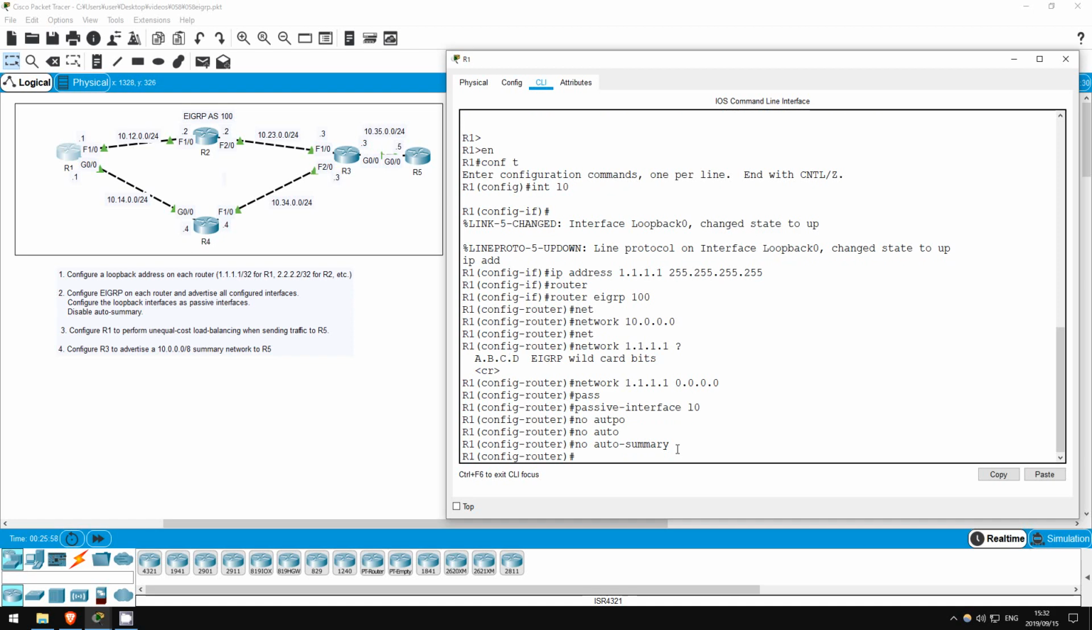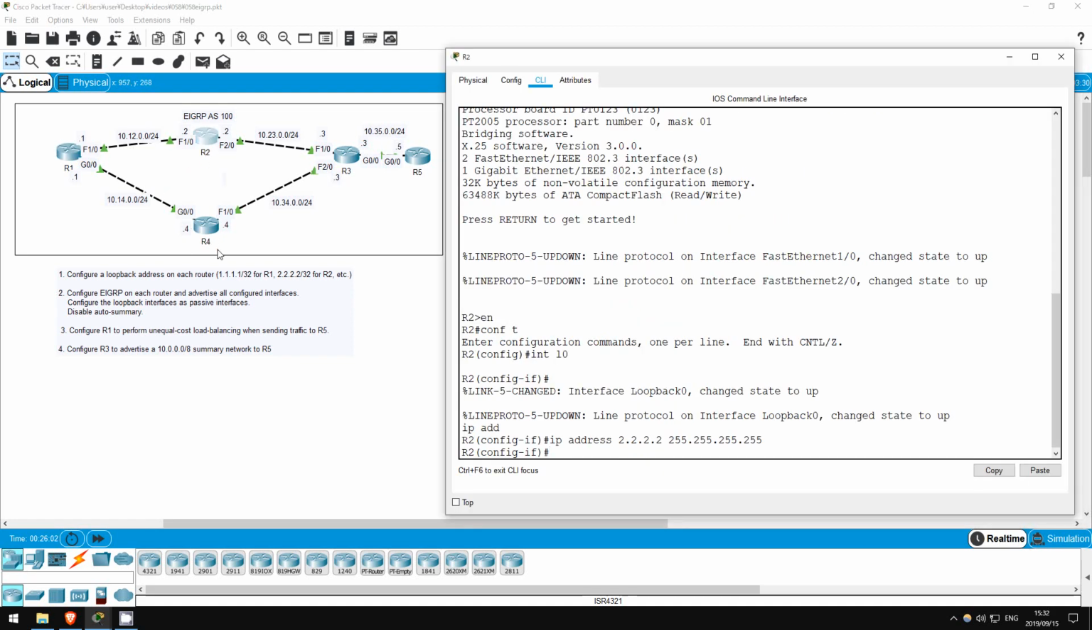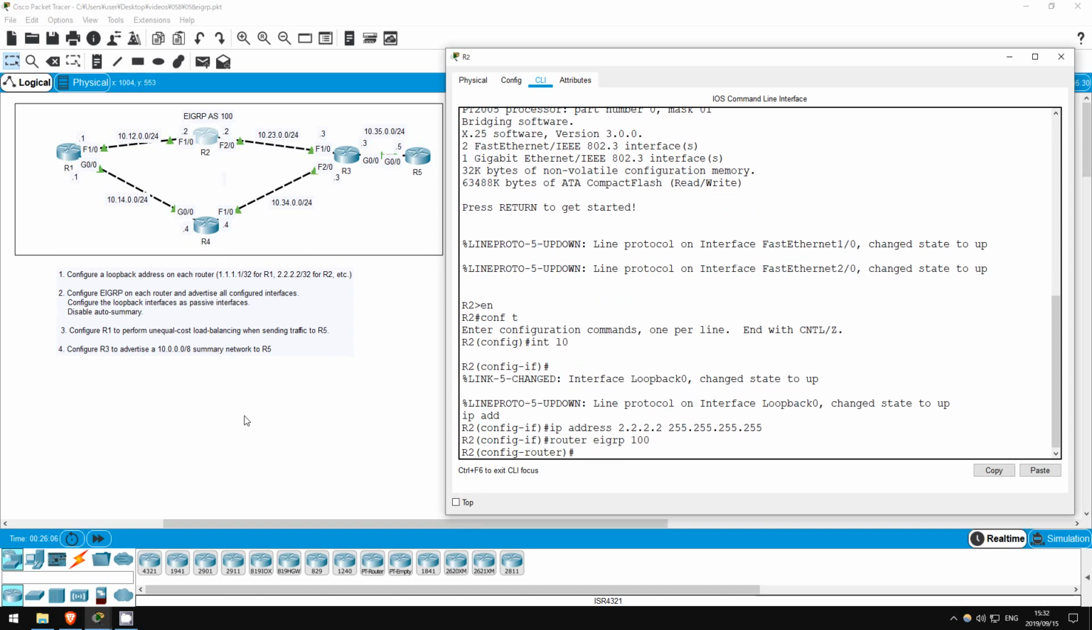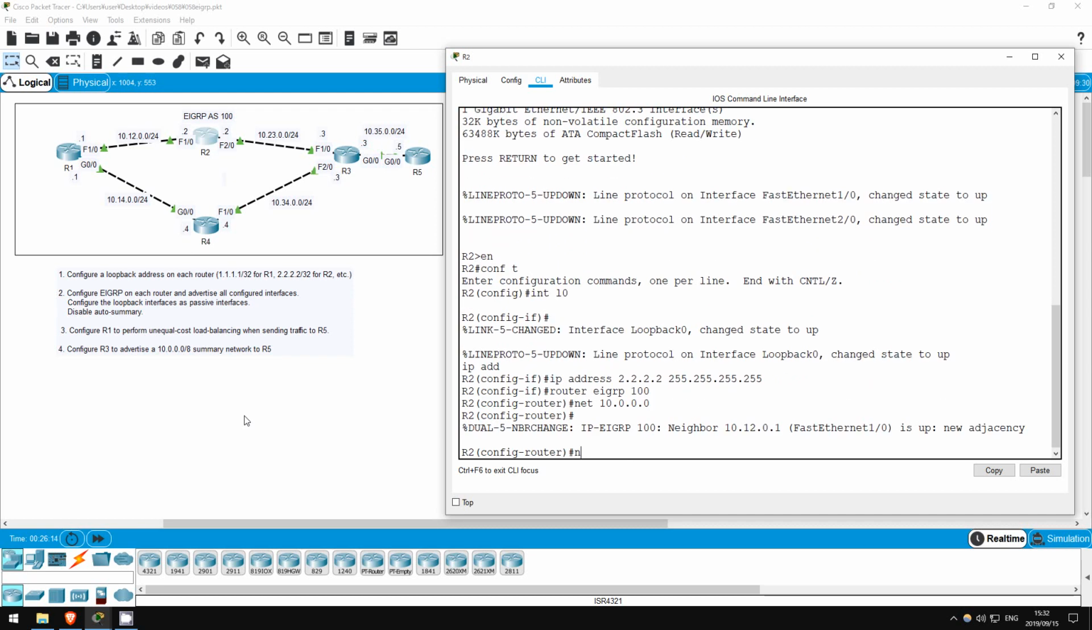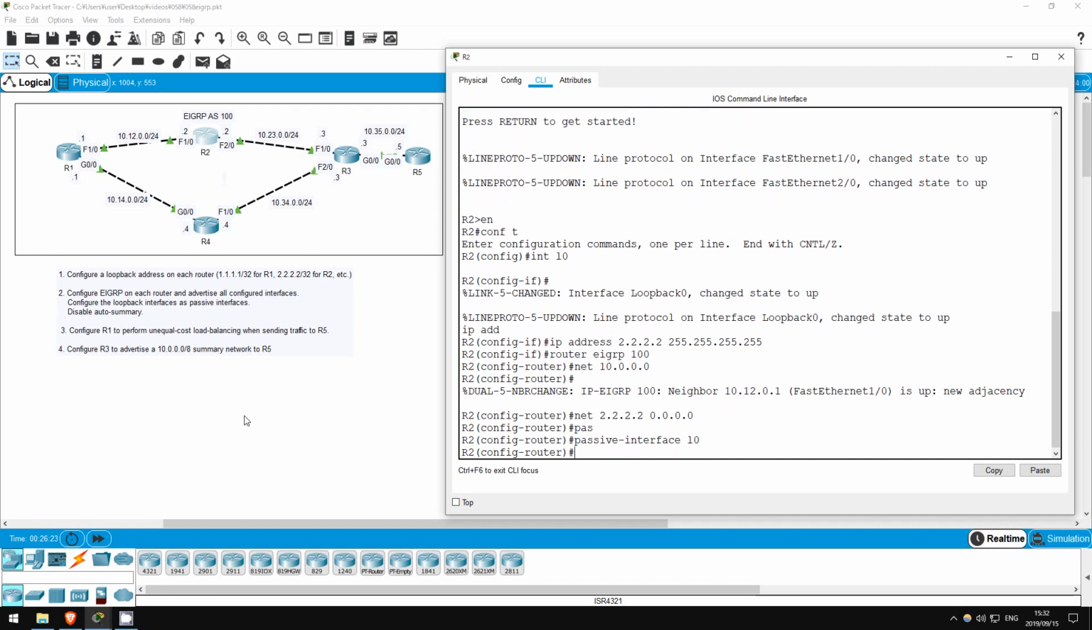Okay, let's continue on to R2. I'll go through these steps quickly for the other routers. Router EIGRP 100. Again, make sure the AS number is consistent throughout the network. Network 10.0.0.0. Network 2.2.2.2, 0.0.0.0. Passive interface L0. No auto summary.